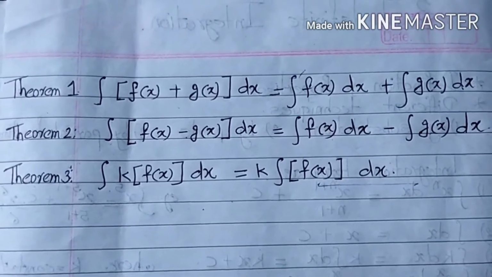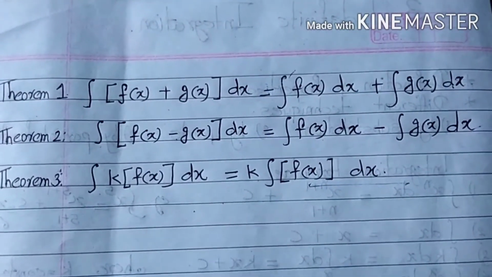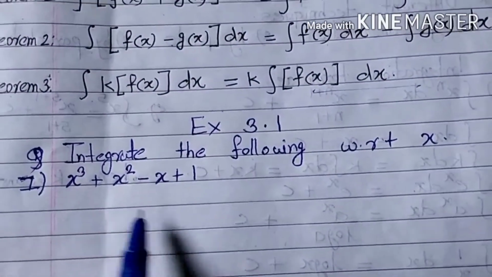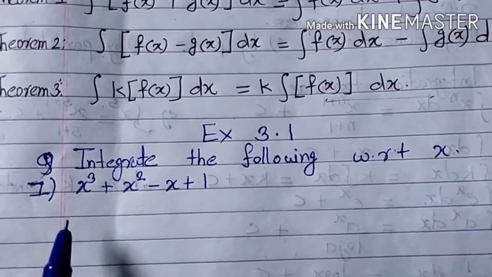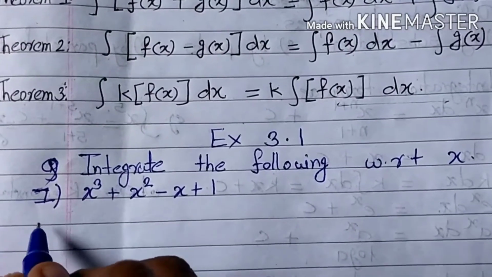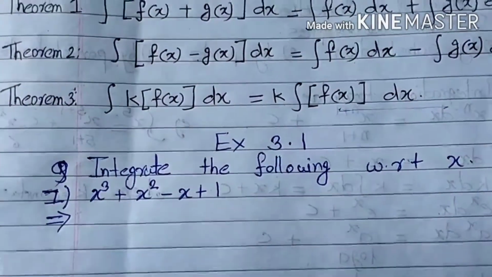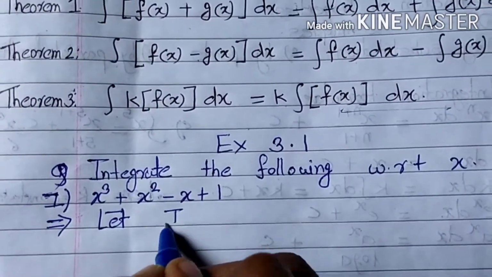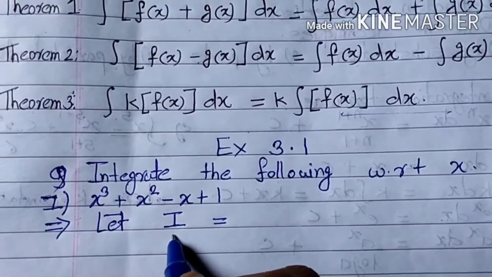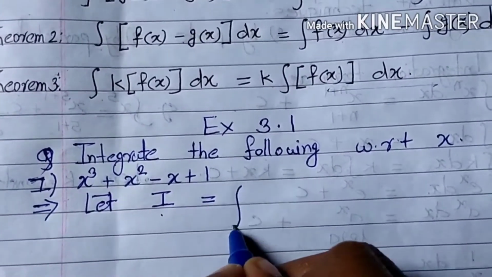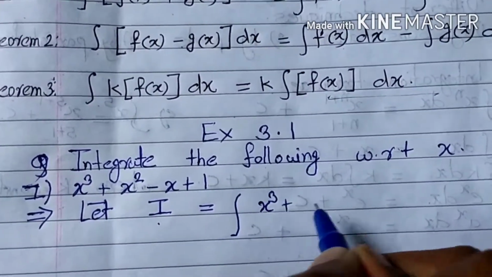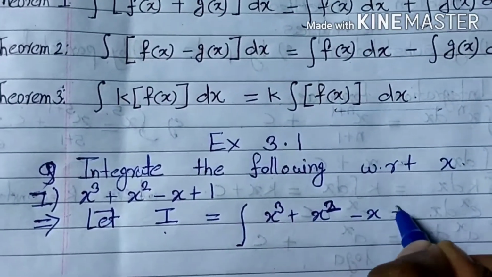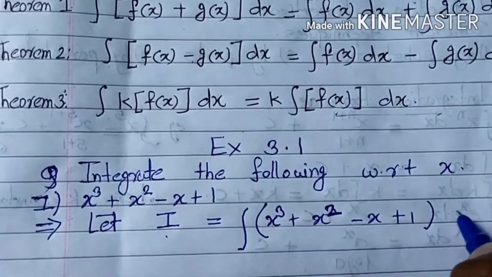Now let us start our examples from exercise 3.1. Our first example is: integrate the following with respect to x. This is the equation. Now let I be equal to, I denotes integration of x cube plus x square minus x plus 1 into dx.